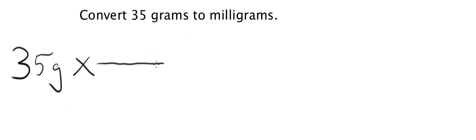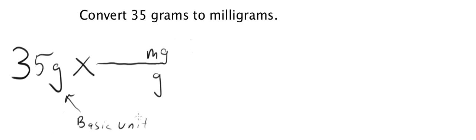And on the bottom, down here, are going to go the units grams. We want to cancel out grams, so they're going to go on the bottom. And on top are going to be the units that we want to factor in, which is milligrams. Now, grams, that's what we call the basic unit. The basic unit is the unit without the prefix, so milligrams is not the basic unit.